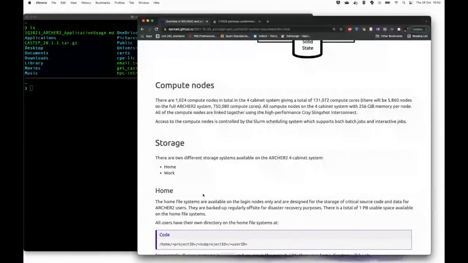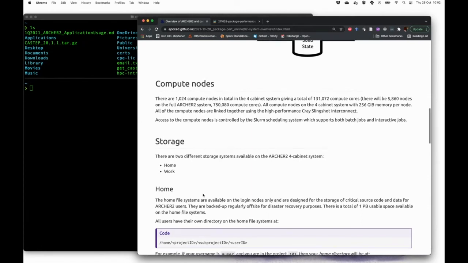On the preview system, there's 1,024 compute nodes, which gives us just over 130,000 physical compute cores. On the full system, which is undergoing testing, there's going to be almost 6,000 compute nodes and over 750,000 physical cores. All of the compute nodes on the current system have 260 gig of memory, and they're all linked together using the high performance Cray Slingshot interconnect, which is actually a type of Ethernet interconnect rather than the usual HPC InfiniBand or other things. And as I've said before, you can only access it by the scheduling system.